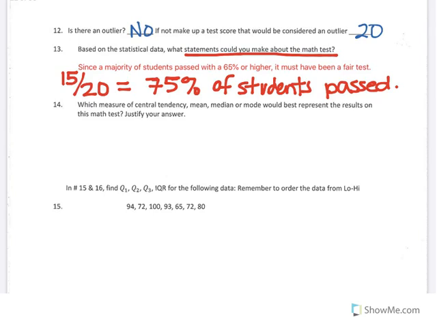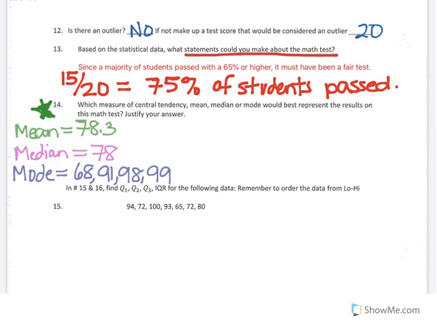Question 14 says, which measure of central tendency, and if you remember, the measures of central tendency are the 3 M's. So you've got your mean, your median, or your mode, would best represent the results on this math test, justify your answer. This is by far the most tricky question that students come across whenever doing this specific review. So first, I'm just going to write down the mean, the median, and the mode from the first page just so I can see it here.